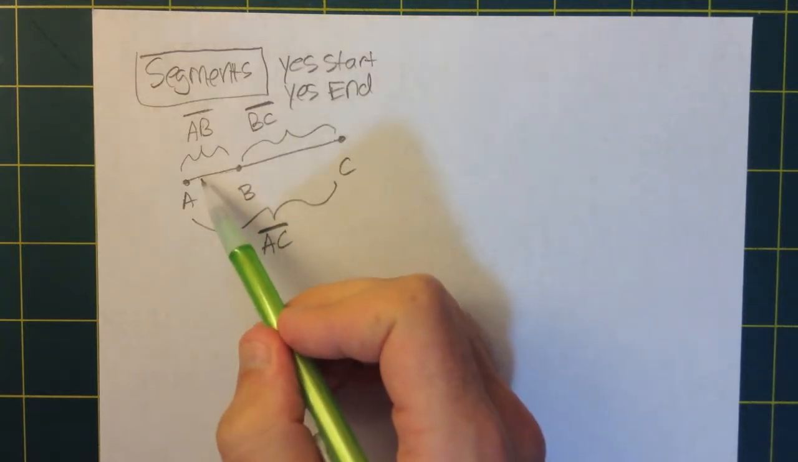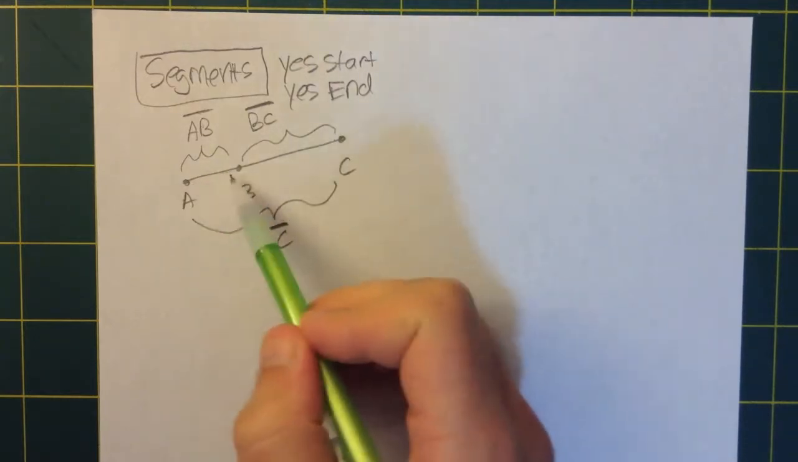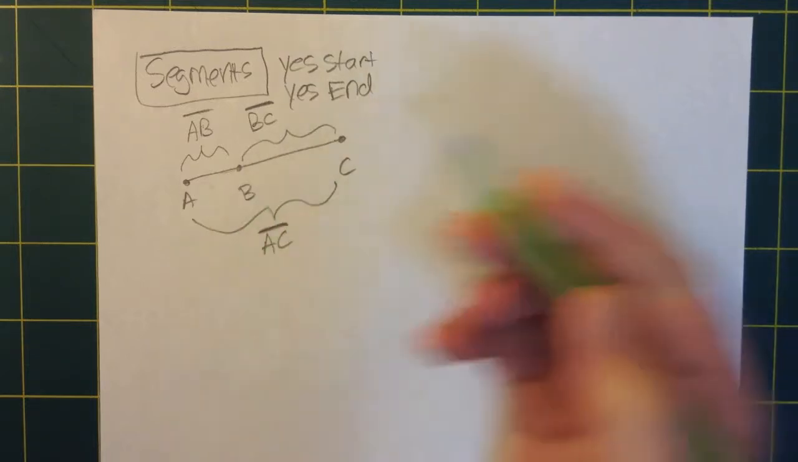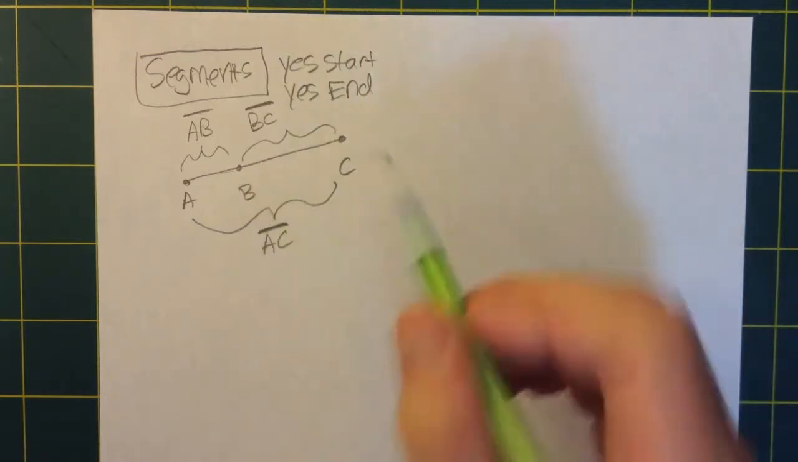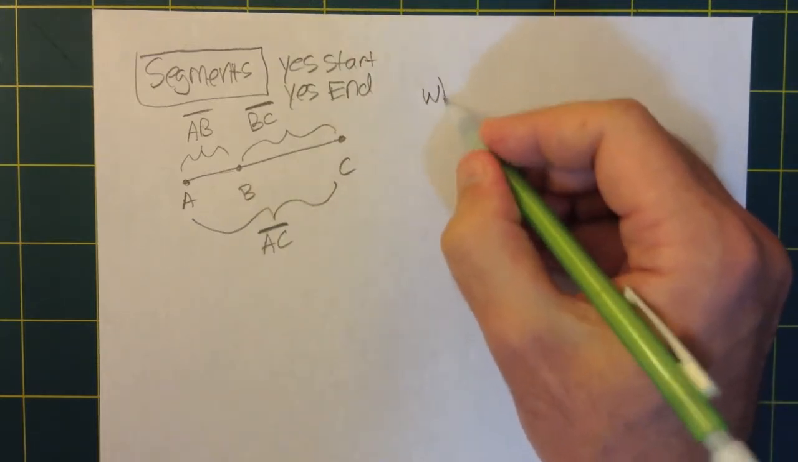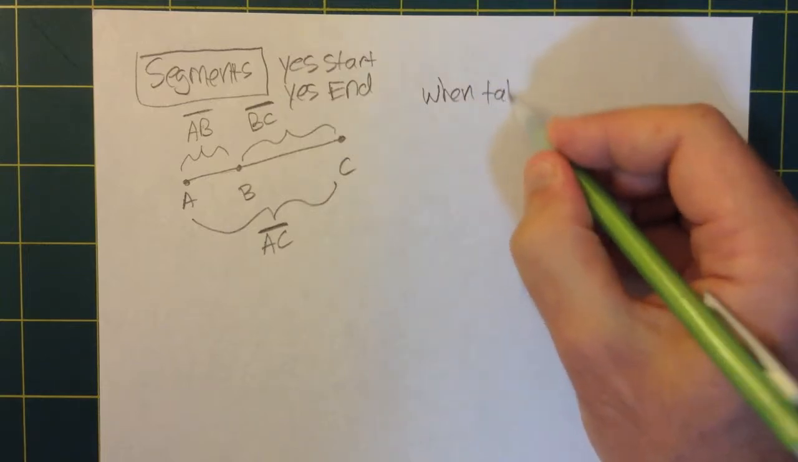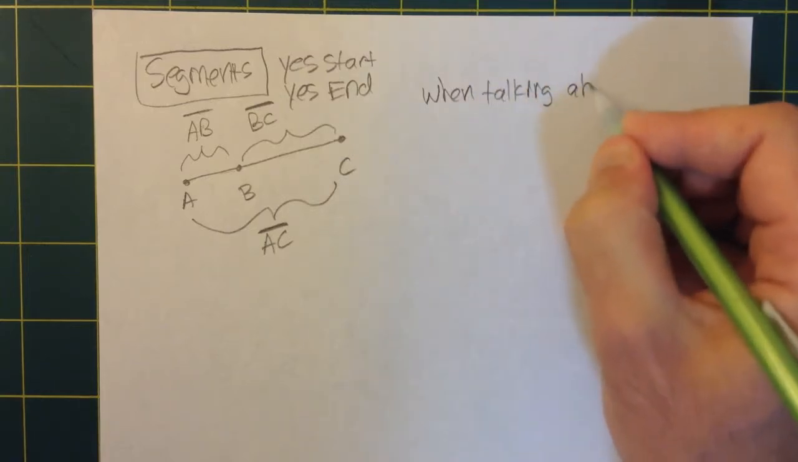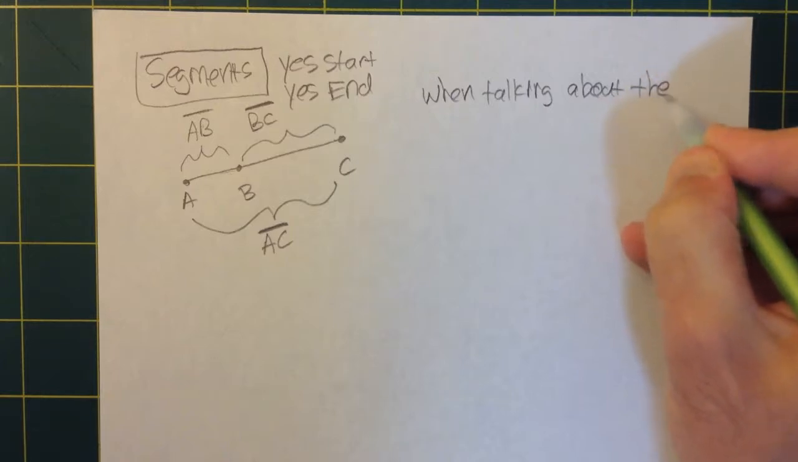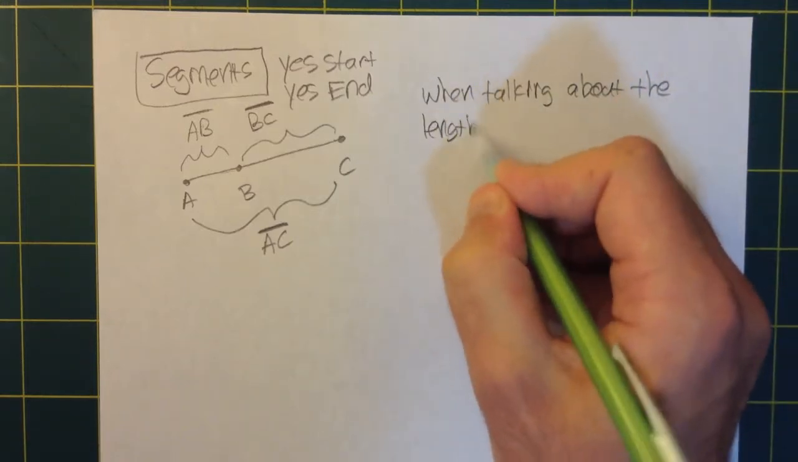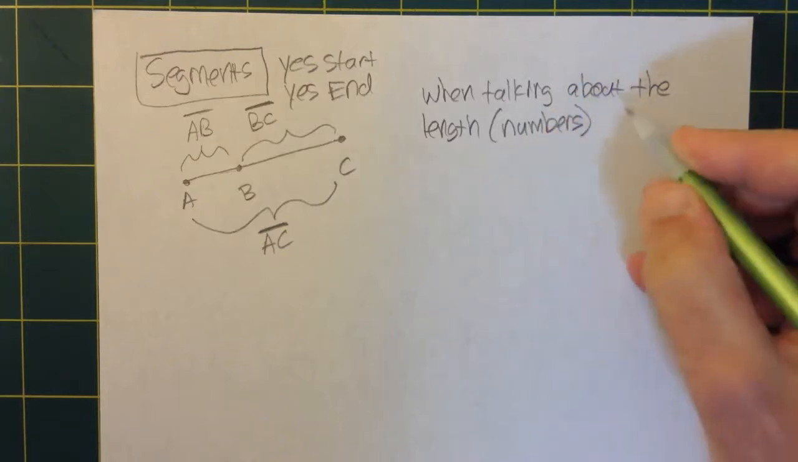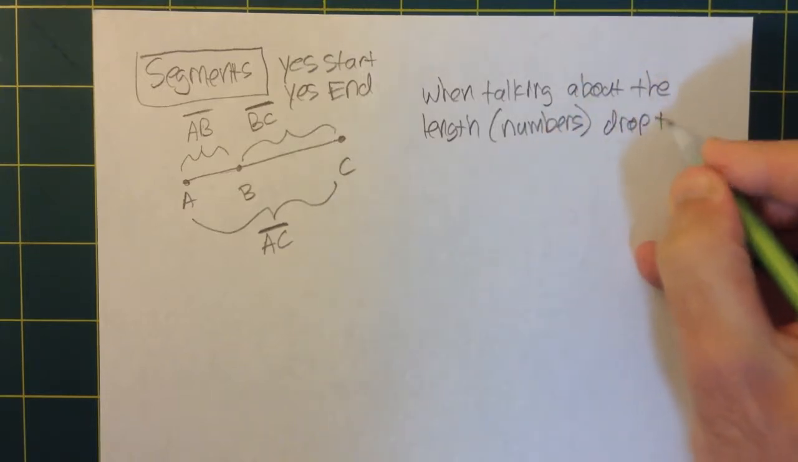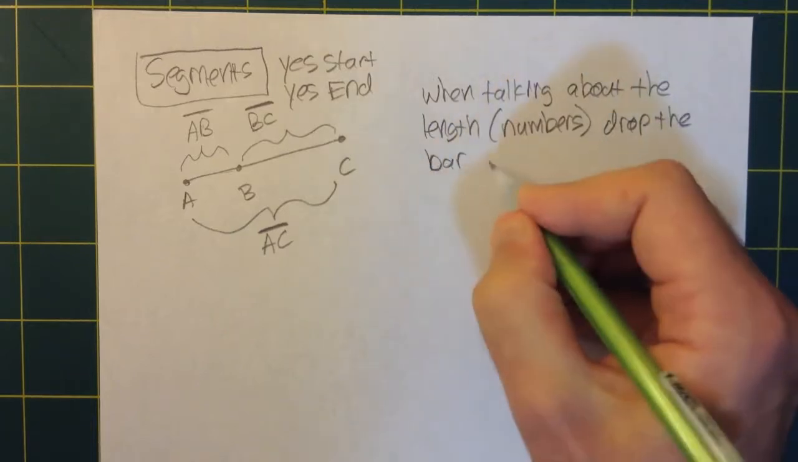But if you were to take out a ruler and measure these, because line segments have a finite length, they don't go on forever, you could measure it. There's just a little subtle difference in the way that you name the line segment. So when talking about the length, which is to say you're using numbers, you drop the bar symbol.